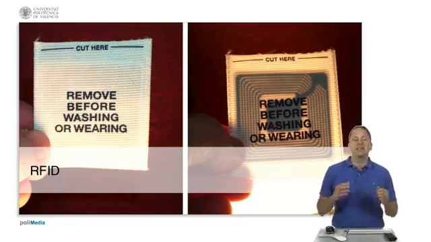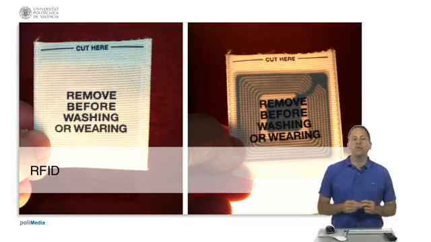Their advantage is that they don't need to be within line of sight of the reader like barcodes do. So they might be embedded in the tracked object or be quite far from the object, so they are substituting barcodes in a lot of different applications.